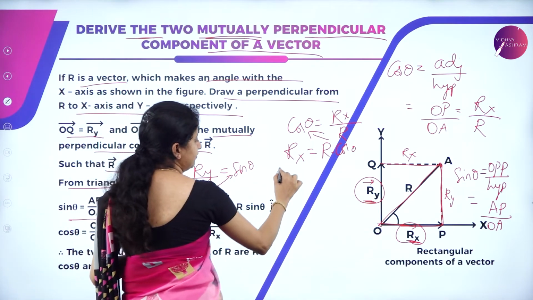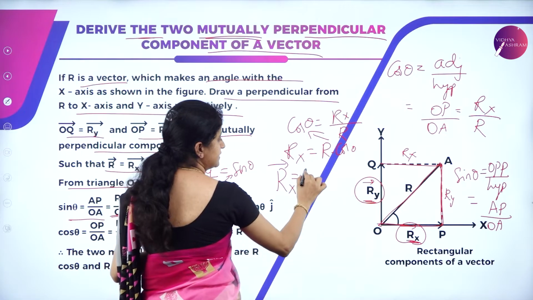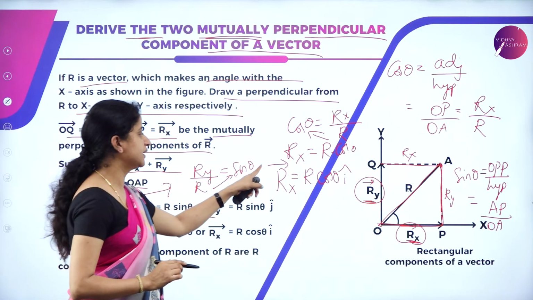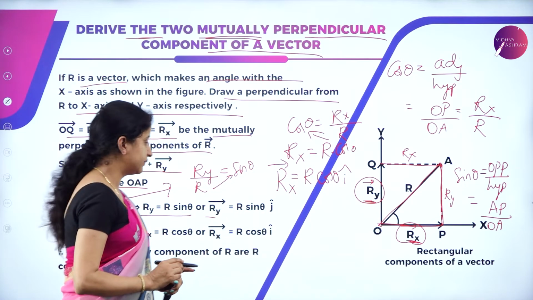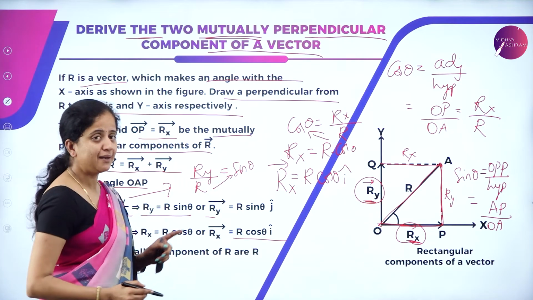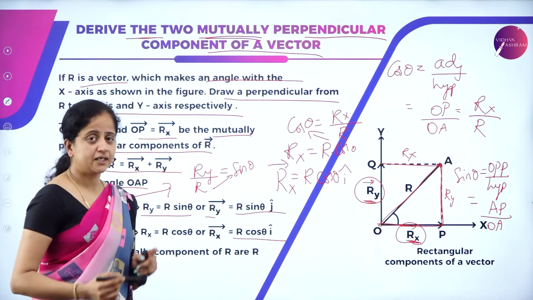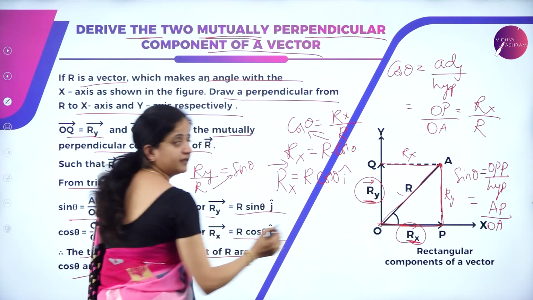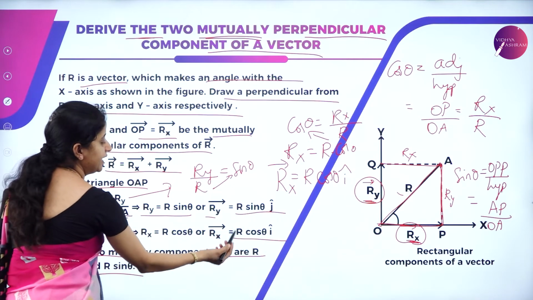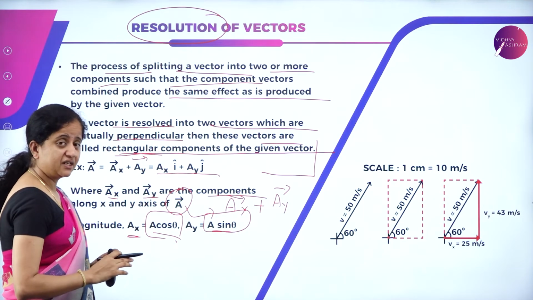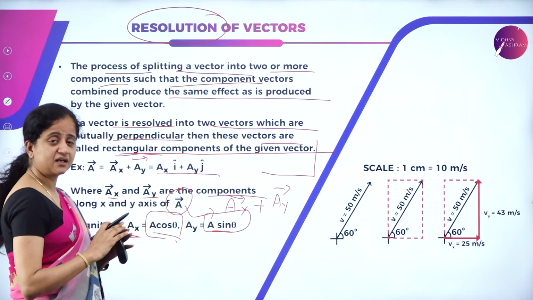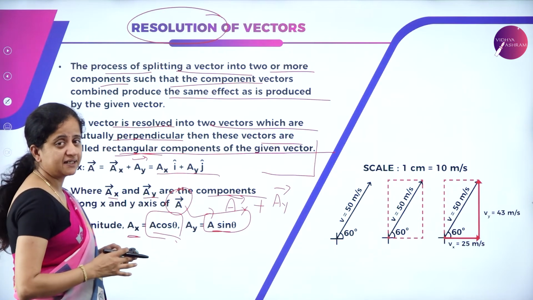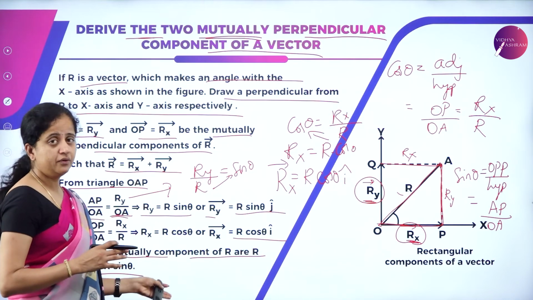Or in the form of a vector, vector Rx is equal to R cos theta into i cap. Don't forget, vector representation must be with the unit vector. So it is R cos theta into i cap along x axis, R sin theta into j cap along y axis. Therefore, what are the mutually perpendicular components of R? They are R cos theta and R sin theta. So from that we can conclude that the magnitude A is resolved, or split up, into A cos theta and the other component is A sin theta. With this we have proved the derivation.